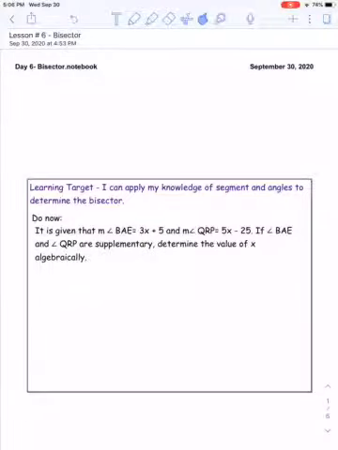Hey everyone, so here's the smartboard that the in-person students will be working on. So the learning target is I can apply my knowledge of a segment and angles to determine the bisector. So here's the do now. I am just going to go over the do now with you guys.